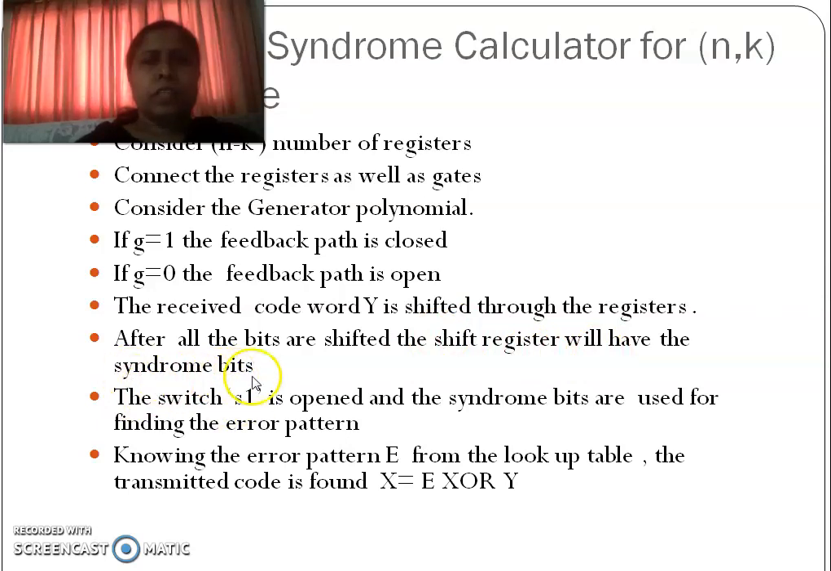If the syndrome bits are non-zero, then it means that the received code word has an error. The switch is opened and the syndrome bits are used for error pattern calculation. Knowing the error pattern E from the lookup table, the transmitted code is found by doing E XOR with Y.